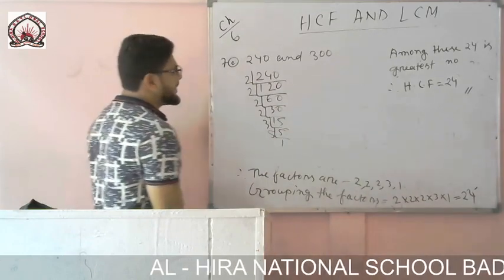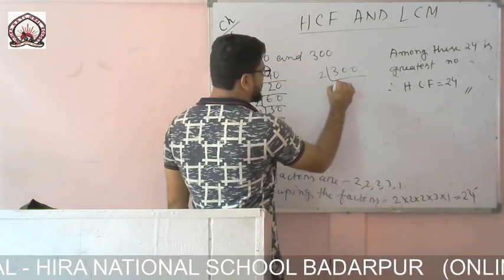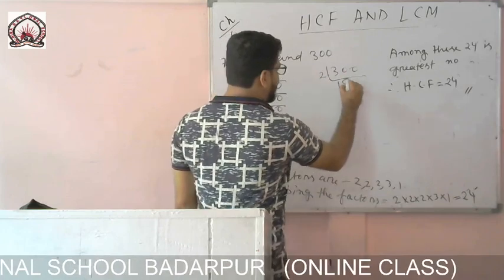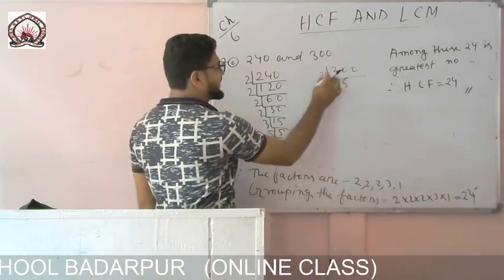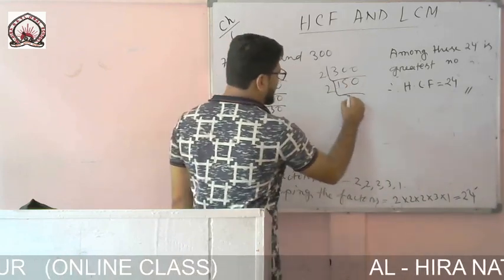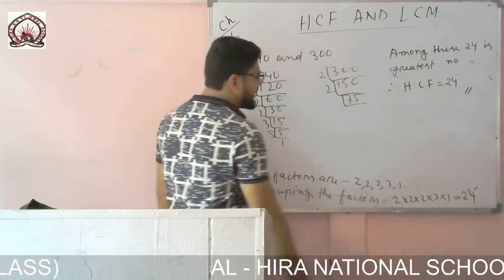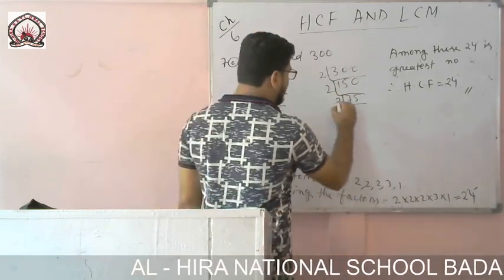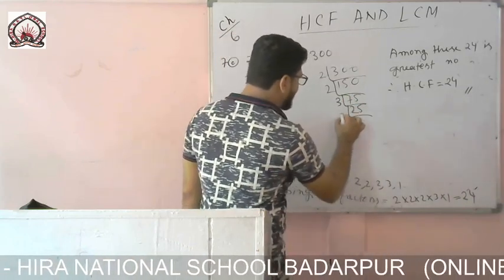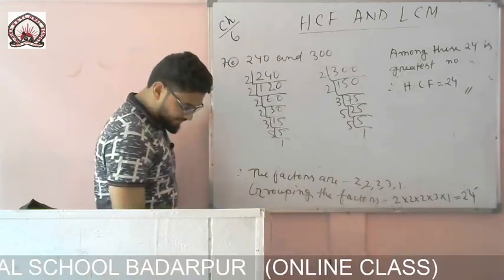Okay, now 300. With 2, 2 ones are 2, remain 1. 2 fives are 10. That means 15, 2 fifteens are 30, remain 10. Now with 2 again, 2 sevens are 14, remain 1. So 2 fives are 10. Again this one with 3, 3 twos are 6, remain 1, 15, 3 fives are 15. Again this one with 5, 5 fives, again with 5, 1.